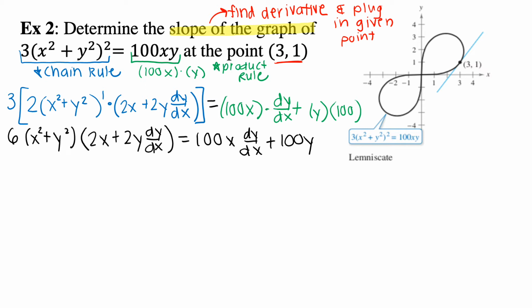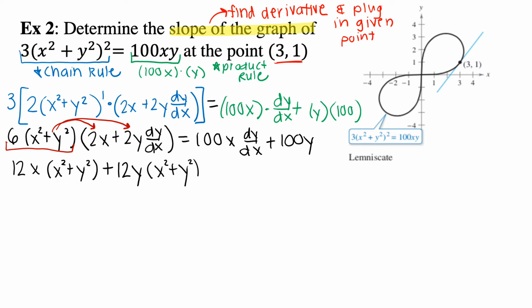Now in order to move our dy dx's all to one side, we need to distribute this 6 times x squared plus y squared through to both of these terms here. So this is going to become 6 times 2 gives us 12, then we have our x times x squared plus y squared. And distributing it to our second term, 6 times 2 gives us positive 12, then we have y times x squared plus y squared dy dx equals, and we can leave our right-hand side the same, 100x dy dx plus 100y.